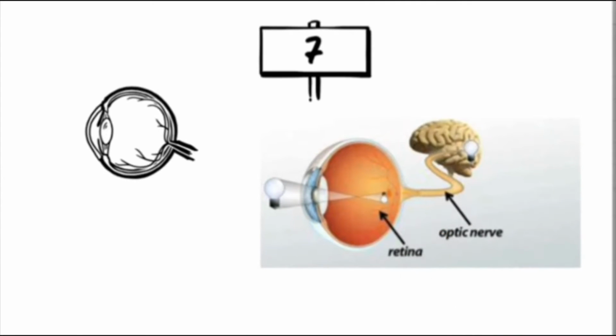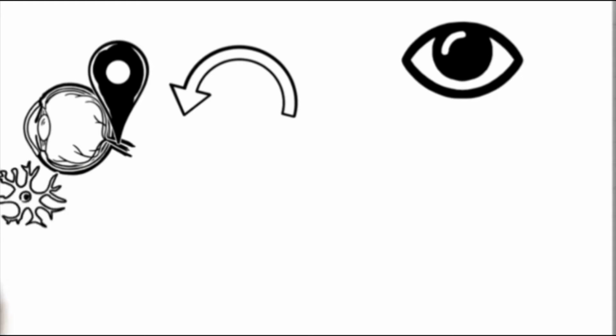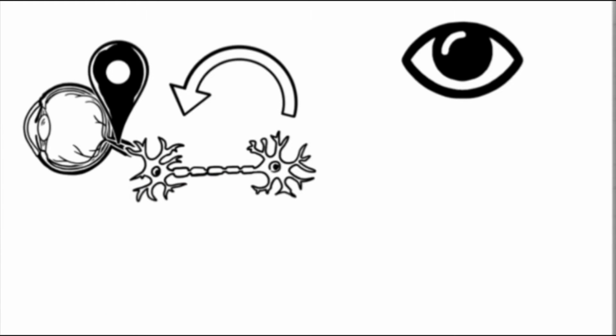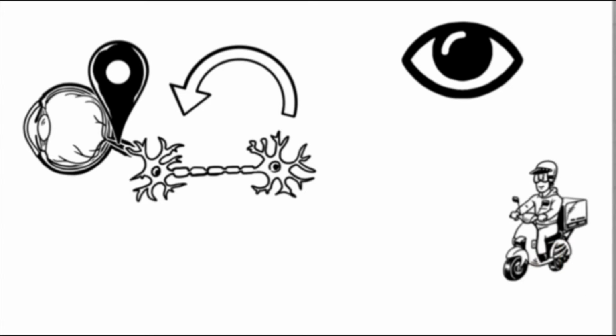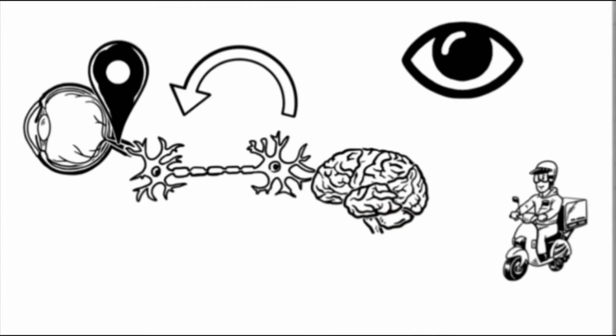Number 7, optic nerve. The optic nerve is located in the back of the eye. It is also called the second cranial nerve or cranial nerve 2. It is the second of several pairs of cranial nerves. The job of the optic nerve is to transfer visual information from the retina to the vision centers of the brain via electrical impulses.